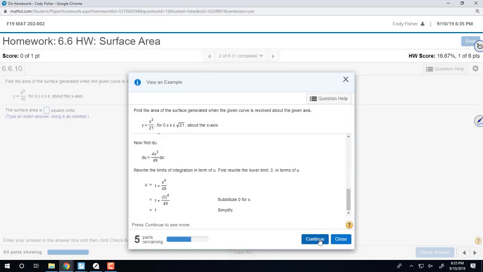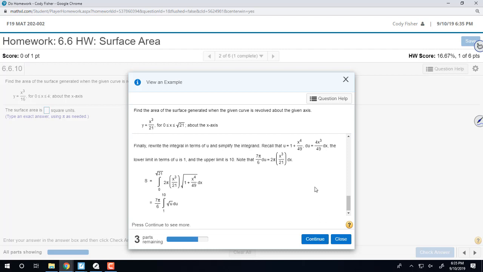One more. Do it again. Keep going. There it is. When they pull out that 7 pi over 6, I just don't get why, or how they knew to pull that out. I get that it works once you do pull it out. I just don't know how you recognize that and then pull it out.